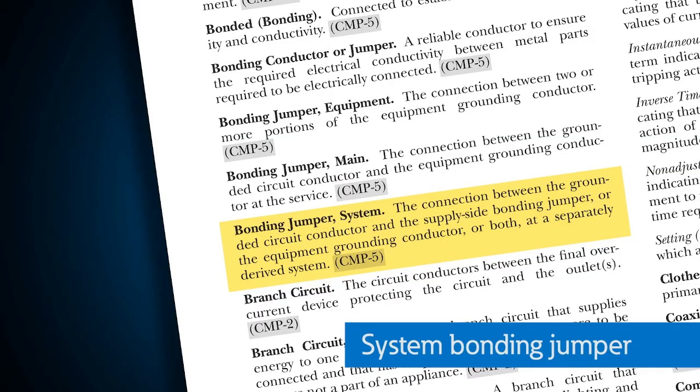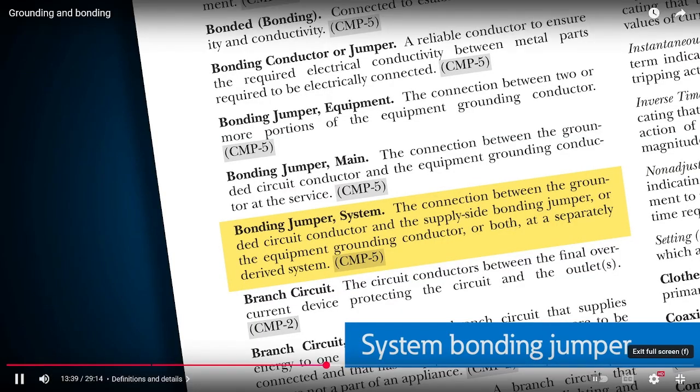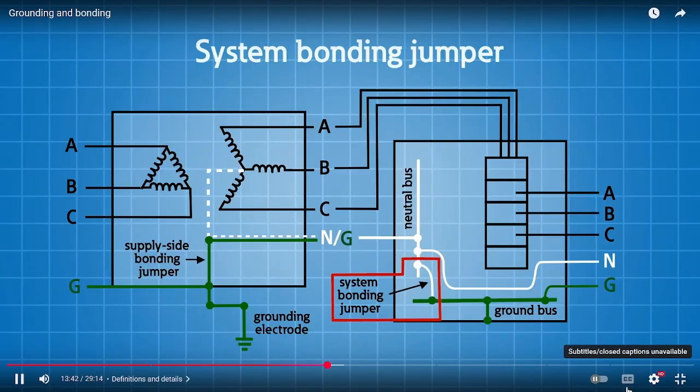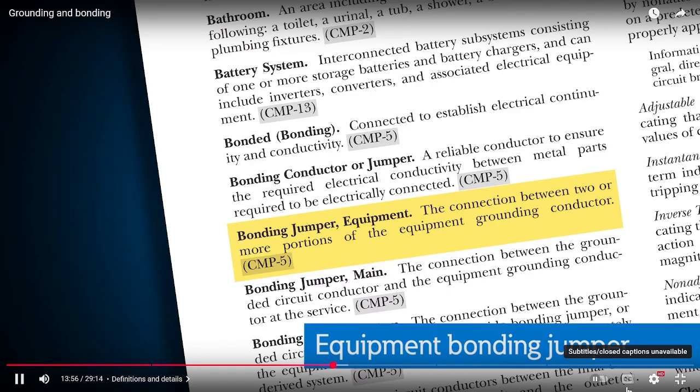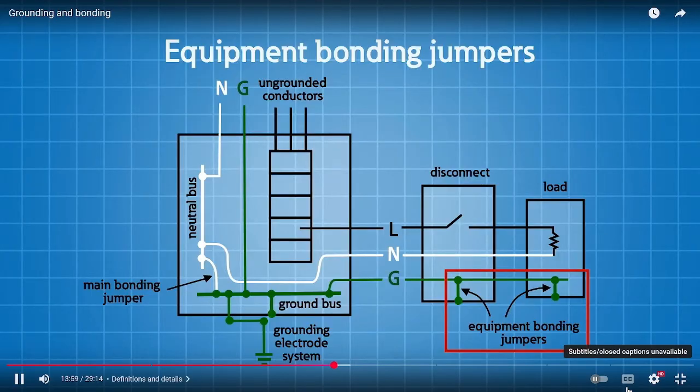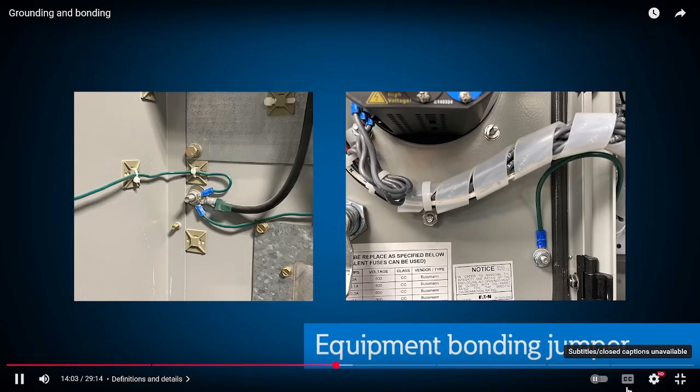All right, so let's talk about the system bonding jumper. This is the connection between the grounded circuit and the supply side bonding jumper. So we have a grounded circuit conductor out there. We have a system ground where we're establishing our ground, and we're going to need to bond those 2 together, and that's what this is all about. Your equipment bonding jumpers are your connections between 2 or more portions of the equipment grounding conductors. We have to make sure that we bond everything together, and anytime we put jumpers in between your equipment grounding conductor and any of the steel that needs to be bonded, those are your bonding jumpers.